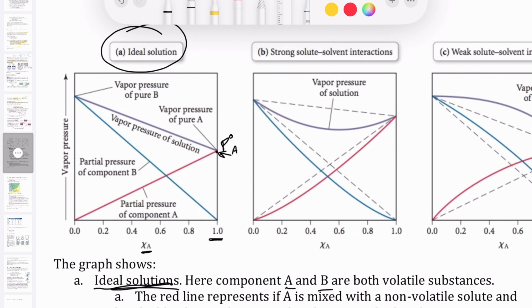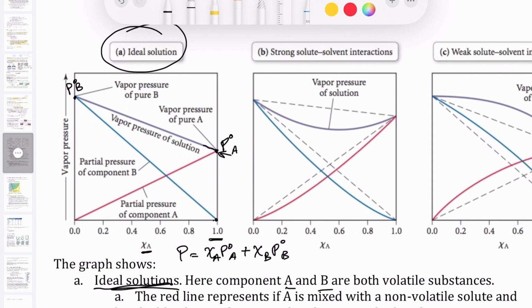As you start adding B, which is this blue line right here, the B number is 0 right here, but then it goes to a mole fraction of 1. At that point, all you have is just B, so the pressure is going to be just the vapor pressure of pure B. Now, what happens when you mix the two things together? Well, you might imagine that the vapor pressure of the solution is going to be the mole fraction of A times the vapor pressure of pure A, and then the mole fraction of B times the vapor pressure of pure B. And that's exactly what this purple line is showing. It starts with A being 1, but then as you add B, slowly the B component is going to add to that number.